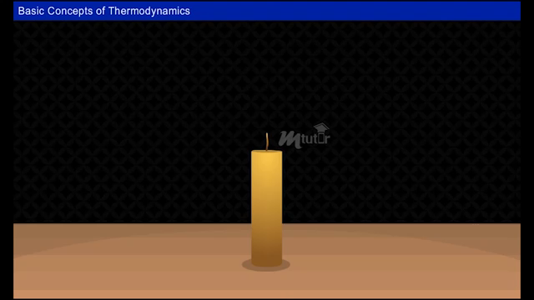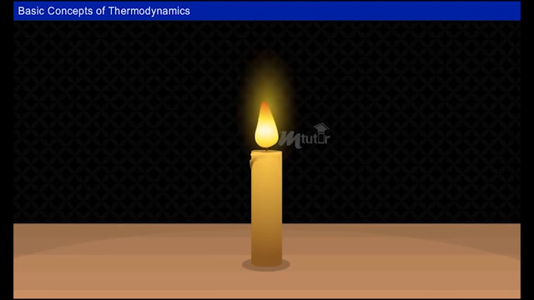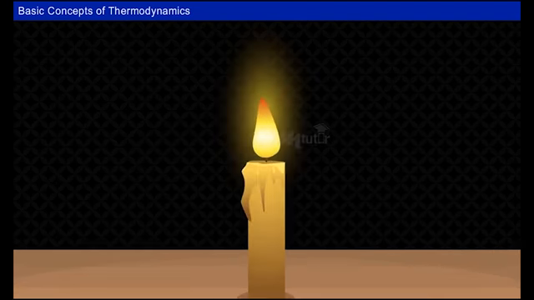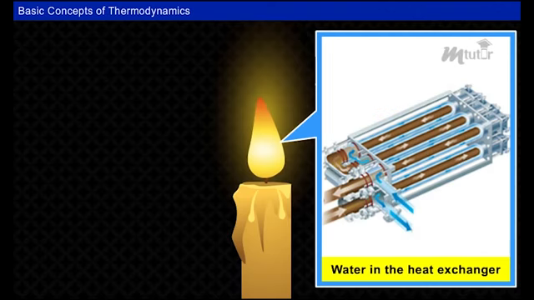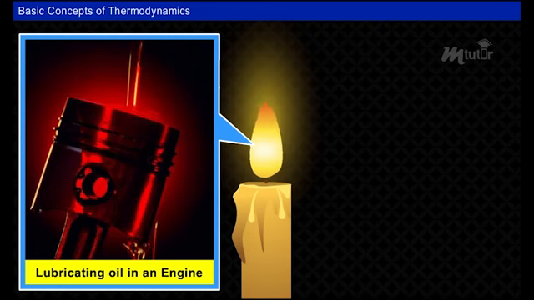Before heading into the next topic, let us ignite a candle. To know about all these terminologies, a thermodynamic system is a defined space or area in which the transfer of mass or energy or both takes place. Water in the heat exchanger and lubricating oil in an engine are some examples of a thermodynamic system.